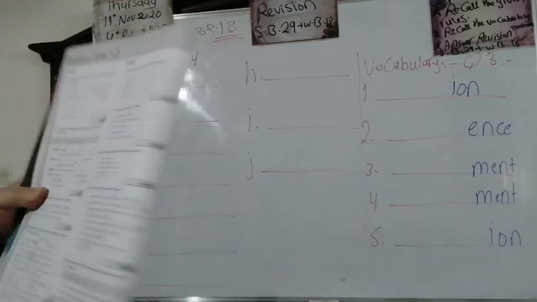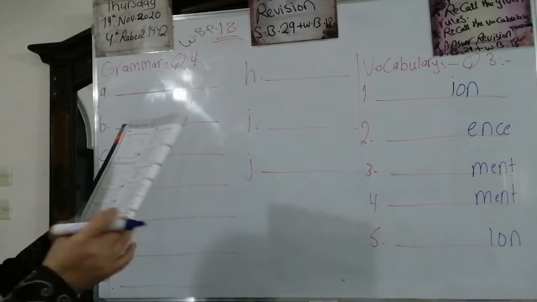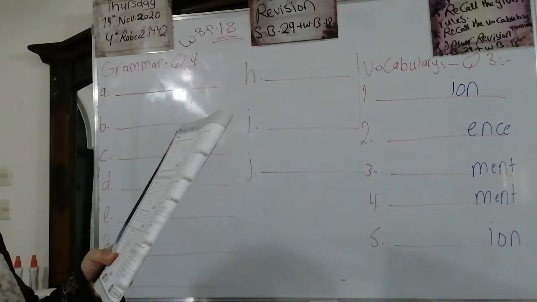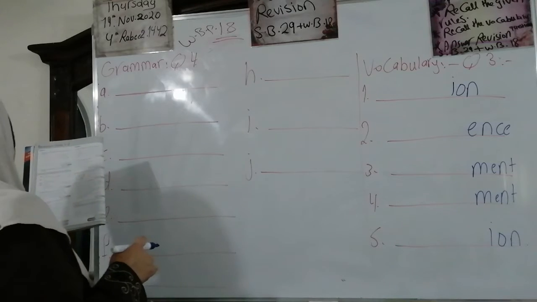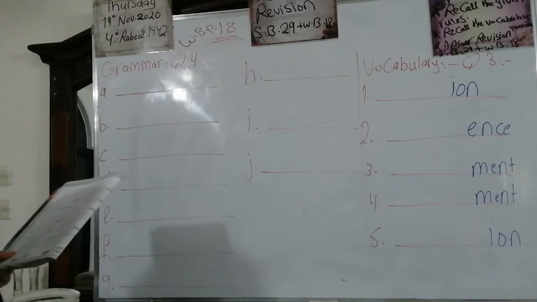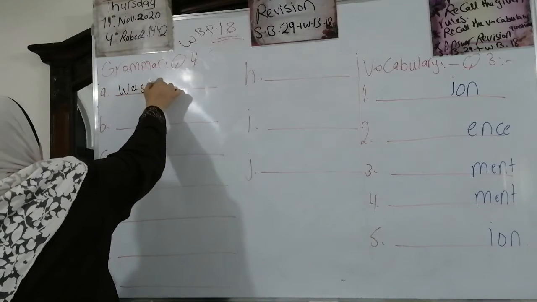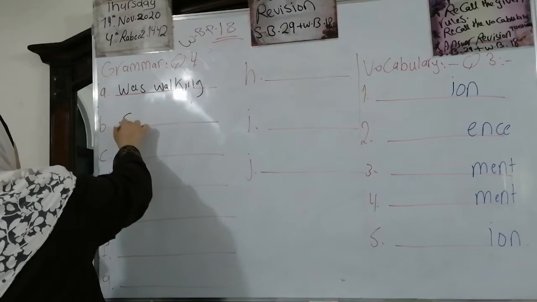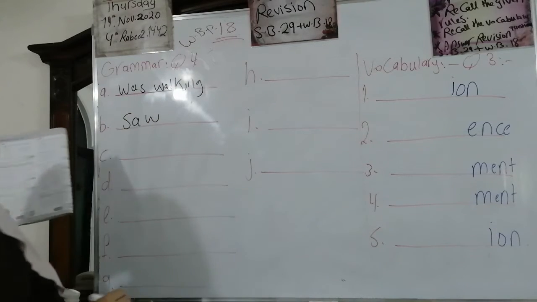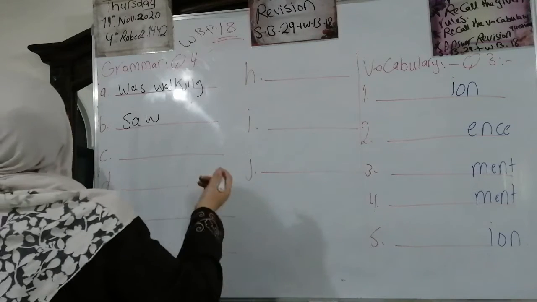Okay, revision page 18. Question grammar number 4. We're going to do this one. Complete the text with the past simple or the past continuous form of the verbs given. One day when we were going to school, we have 2 actions happened in the past. The first one, which is was walking, and the second one is what? I saw, which is see. I saw something unusual. A woman. What? She was what? Look at the verb sing.